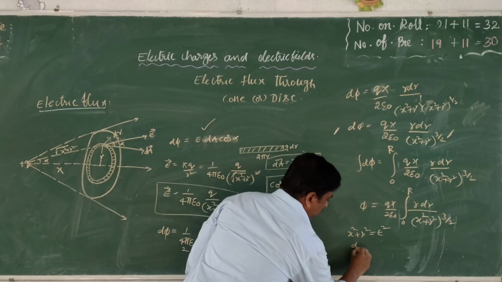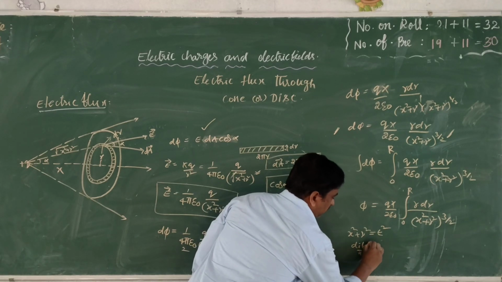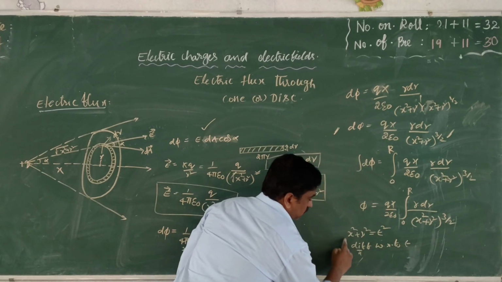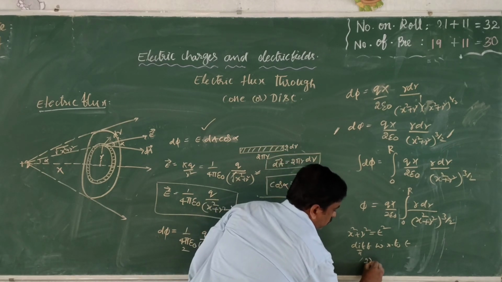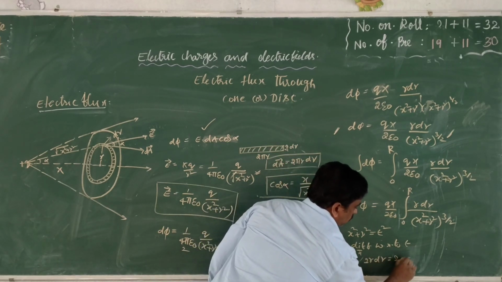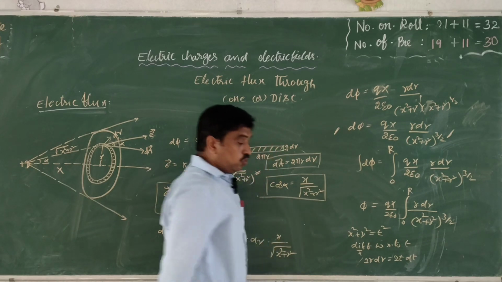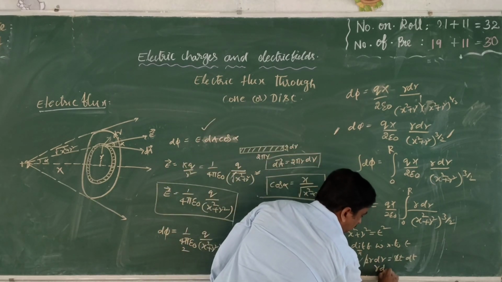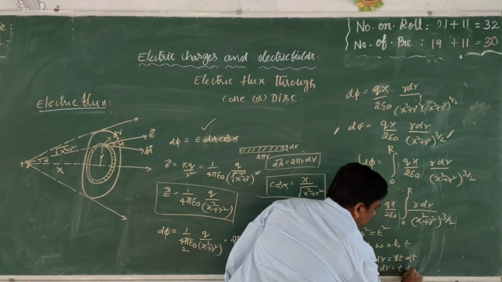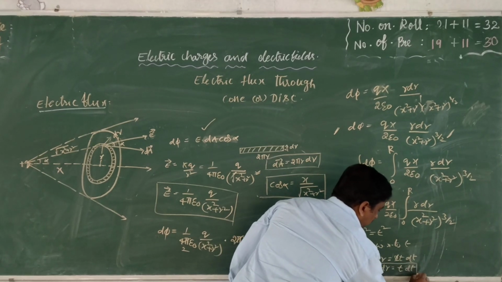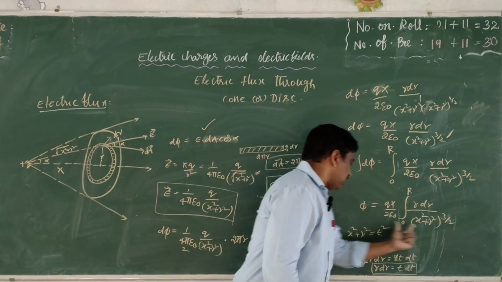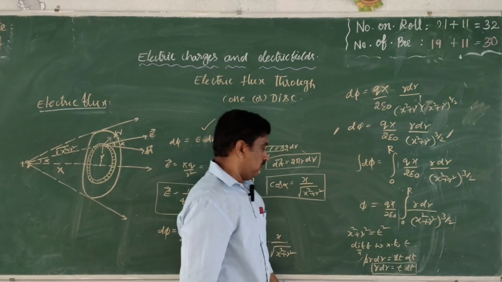Differentiating with respect to t, x is constant, so its derivative is 0. So 2r dr equals 2t dt. The 2s cancel, so r dr equals t dt. Wherever r dr is there, we can write it as t dt. And x square plus r square we can take as t square.